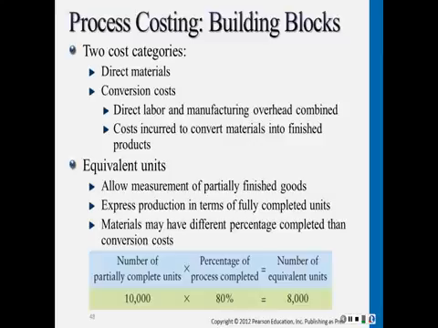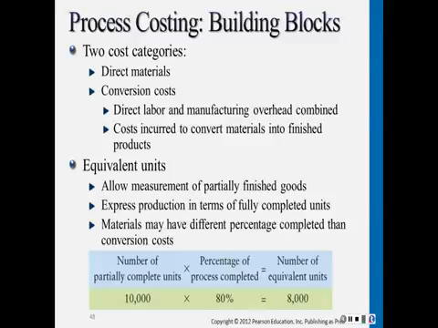We use two building blocks for process costing: conversion costs and equivalent units of production. Many companies are highly automated, so direct labor is a small part of total manufacturing costs. Such companies use only two categories: direct materials and conversion costs, direct labor plus manufacturing overhead. Combining direct labor and manufacturing overhead into a single category simplifies the accounting.